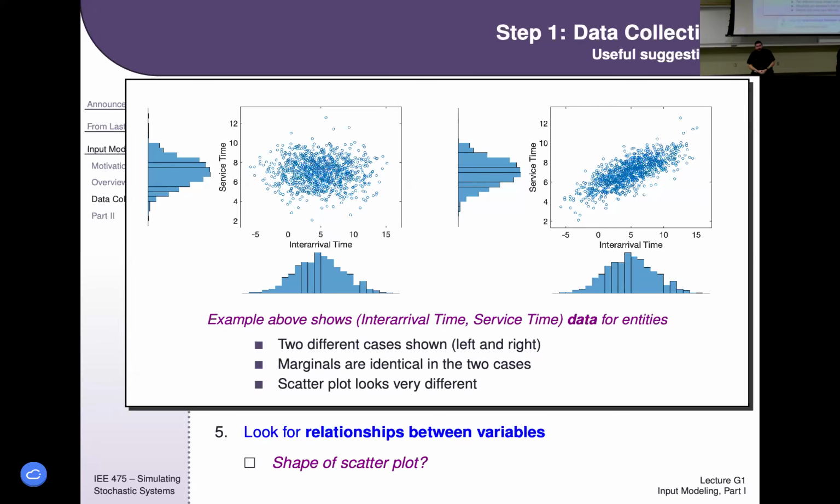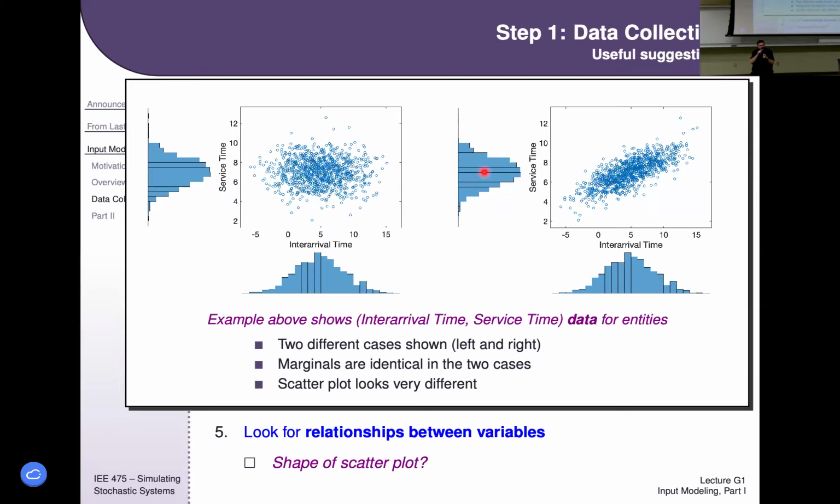And then I can marginalize each one of these variables. That means I can take a histogram of the inter-arrival times separately and a histogram of the service times separately. So I get the so-called marginal distribution of this joint distribution. Those are these two marginals, which is why I've got a histogram on each side. Notice here, in both of these plots, the histograms on the X and Y axis are the same.